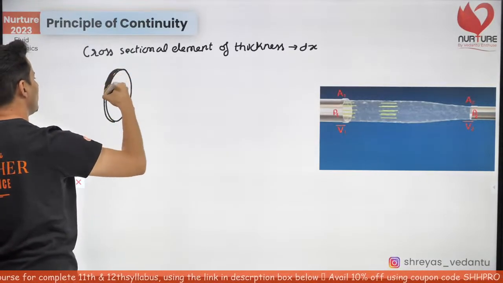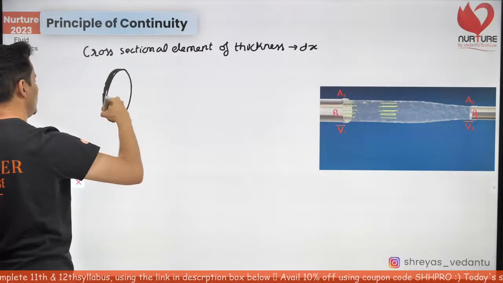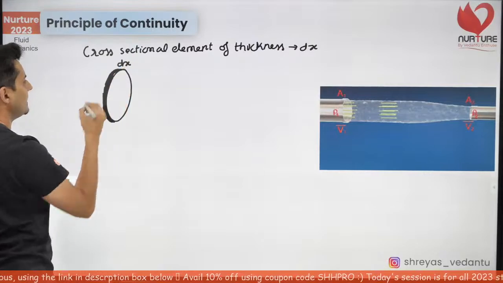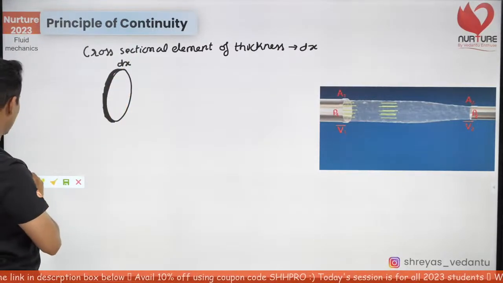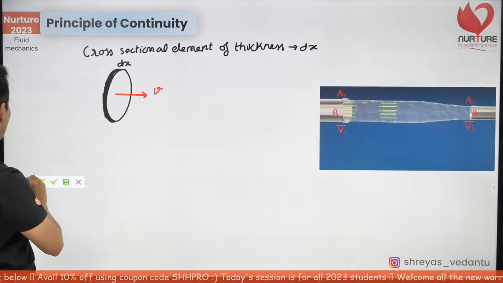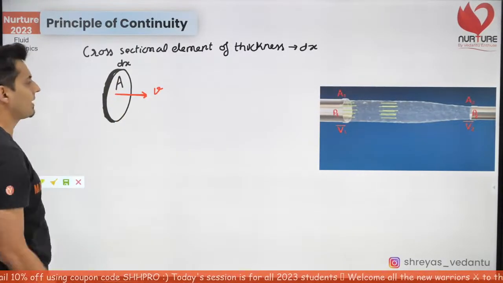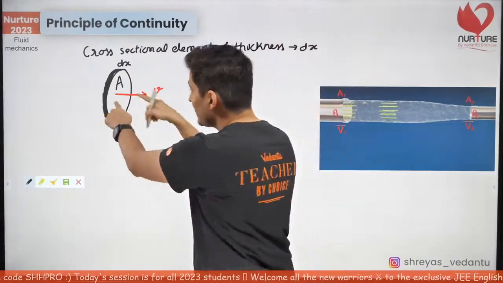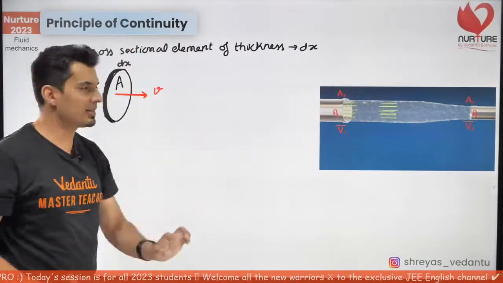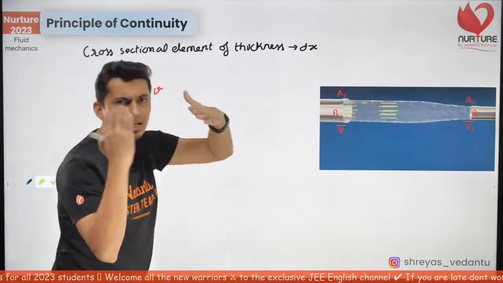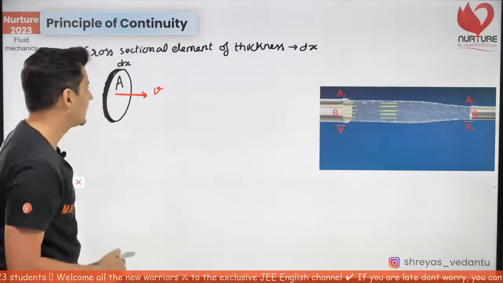This is that thickness right over here. Now this is essentially dx, that is having certain velocity v, and that area of cross section is A. Now this section will have certain mass. So this is some section. It could be here, it could be there. It's just a slice of that liquid.